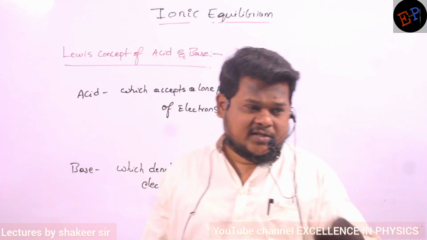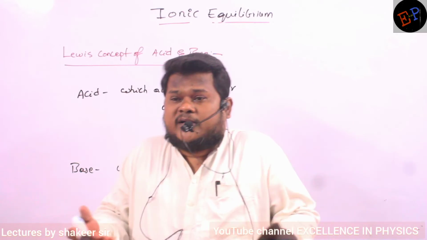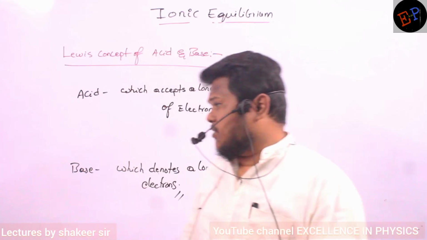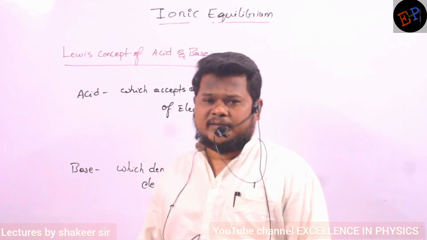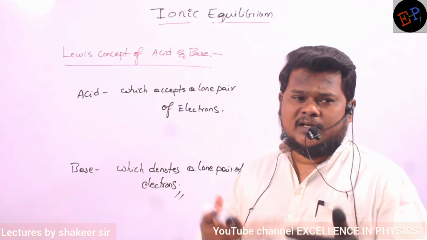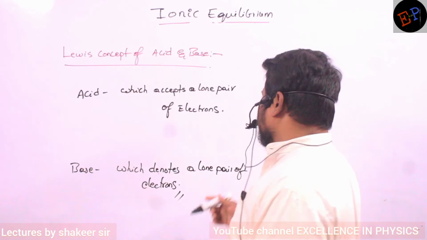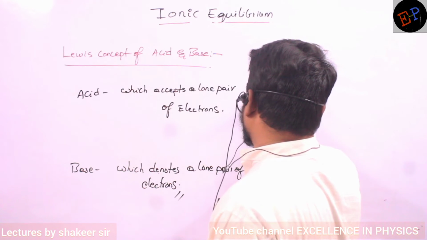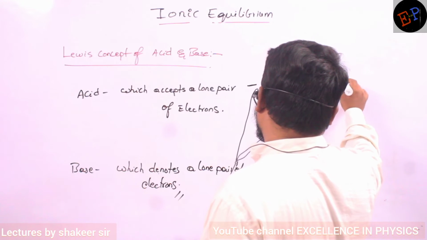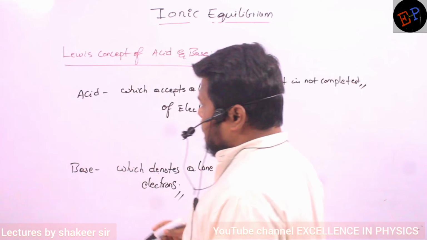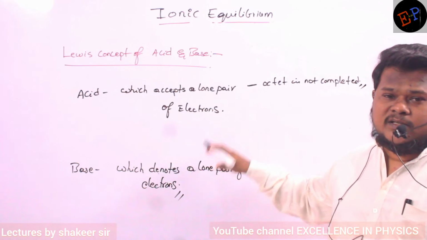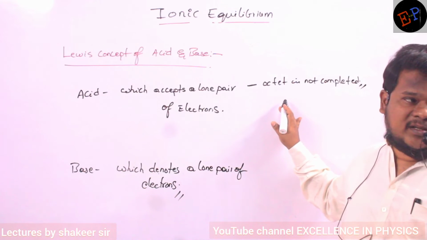There should be deficiency of electrons, first point. It means its octet is not filled. Similarly, you can say the orbitals are vacant. That is the condition in which an acid can accept a lone pair of electrons. Understood? So what is the first case? First case should be octet is not completed. I am saying this because when solving problems, these are the properties you have to check. Which one is an acid and which one is a base, you can see from these characteristics.